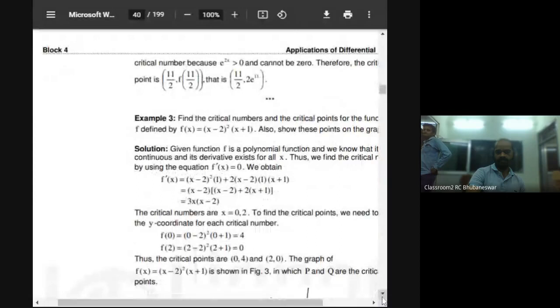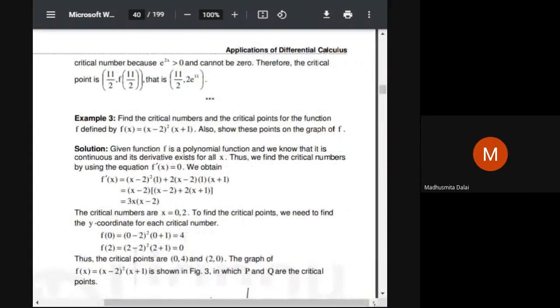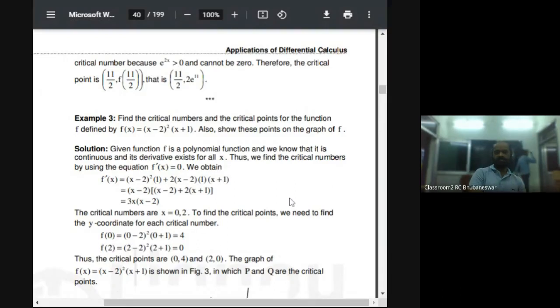And here in this example number 3, it was discussed about the critical points without plotting the graph of the function. So here, the question is to find the critical numbers and the critical points for the function f defined by the polynomial x minus 2 whole squared into x plus 1. And then it was also asking to show these points on the graph of the function.